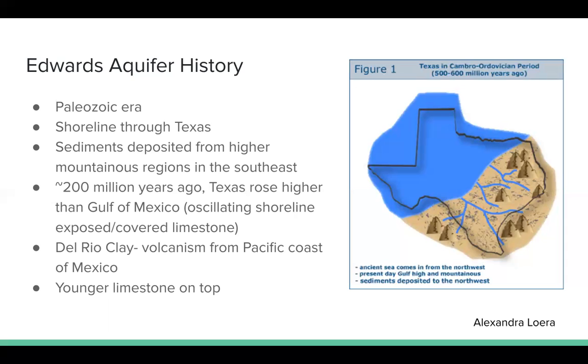And then in the years following, there was volcanism on the Pacific coast of Mexico that contributed to a layer of clay that formed over the eroded limestone, and that was called the Del Rio clay. This acted as the confining unit for the aquifer. After that, there were thinner layers of limestone that deposited on top of the Del Rio clay. And I'm going to pass it over to Drake.